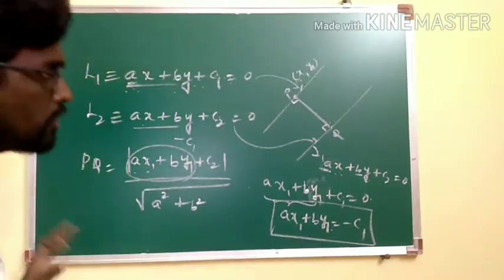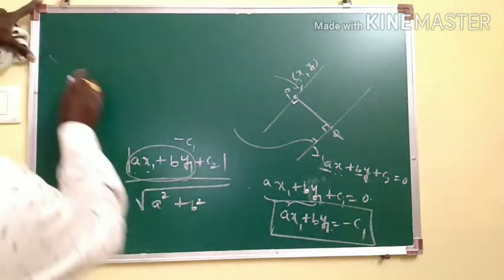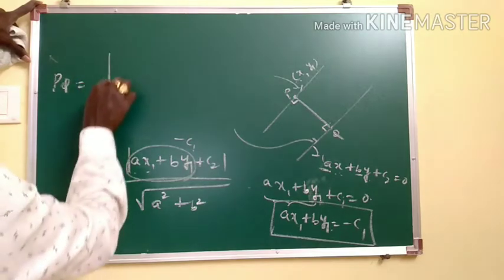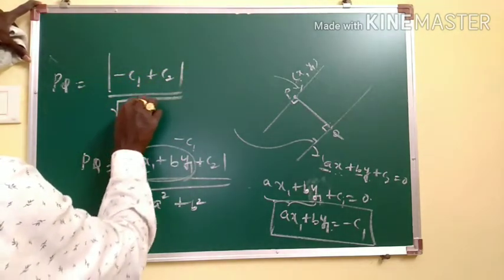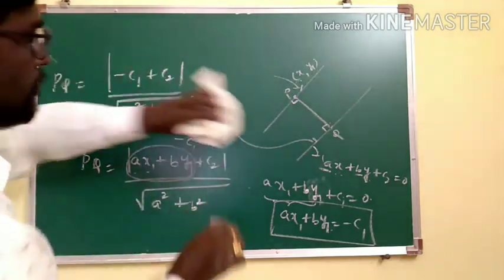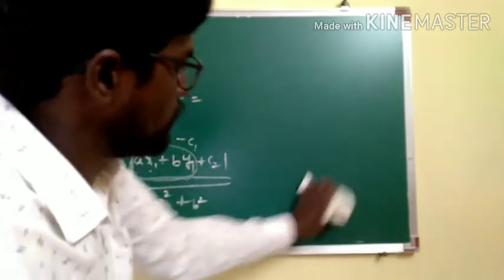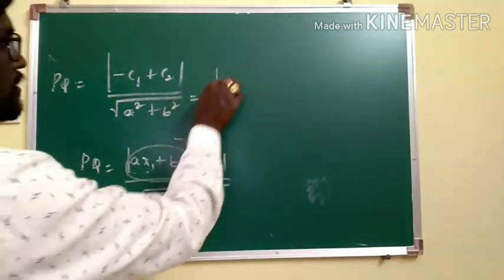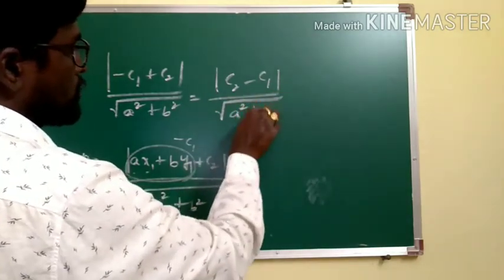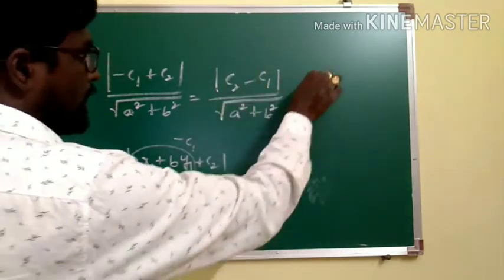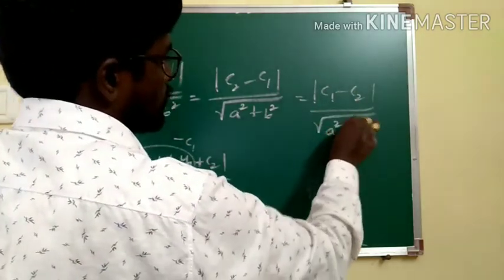Understand? Now what will I get? Now I will be getting PQ is equal to mod minus c1 plus c2 by root a square plus b square. Now the same I can write like this, mod c2 minus c1 by root a square plus b square. The same I can write like mod c1 minus c2 by root a square plus b square.